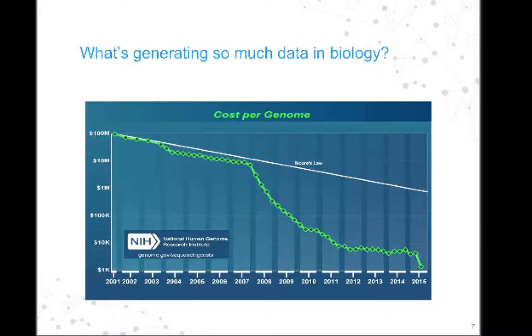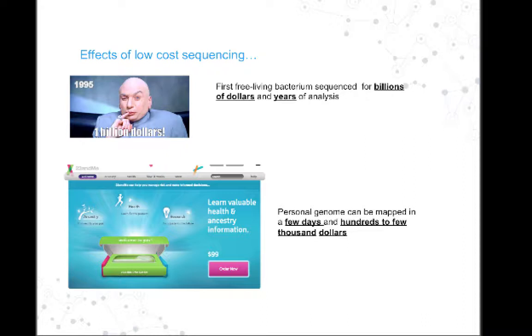So what's generating so much data in biology? You already know, it's the sequencing technologies. The cost per genome decreased a lot after 2008. Twenty years ago, it cost billions of dollars and years of data analysis to sequence the first free-living bacterium. And now for $200, you can have your personal genome mapped in a few days with 23andMe, which is almost a sub-company of Google.